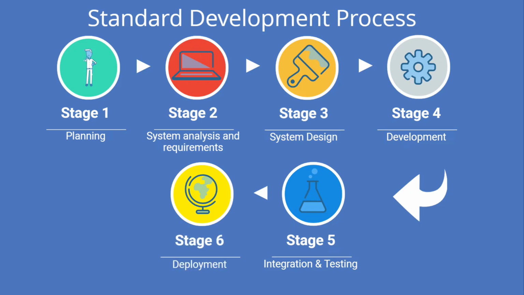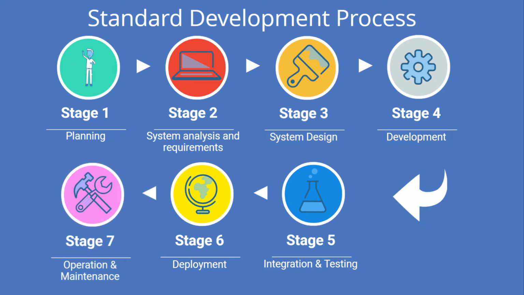Stage 6 is deployment. In this stage, the product is considered to be ready to be used in a live environment. And finally, the last stage is operation and maintenance. During this phase, maintenance activities such as software updates take place to maintain the quality of the website.